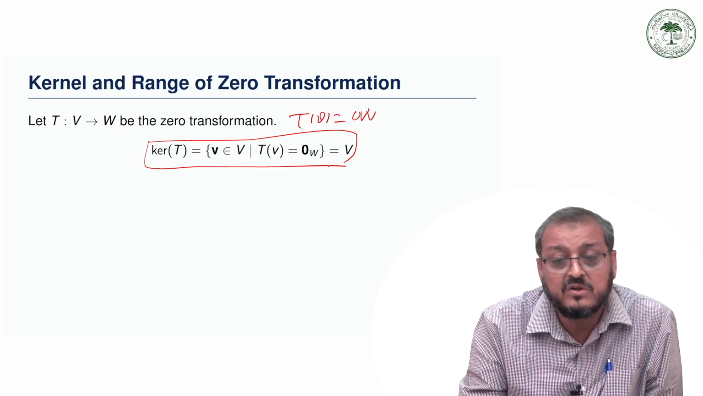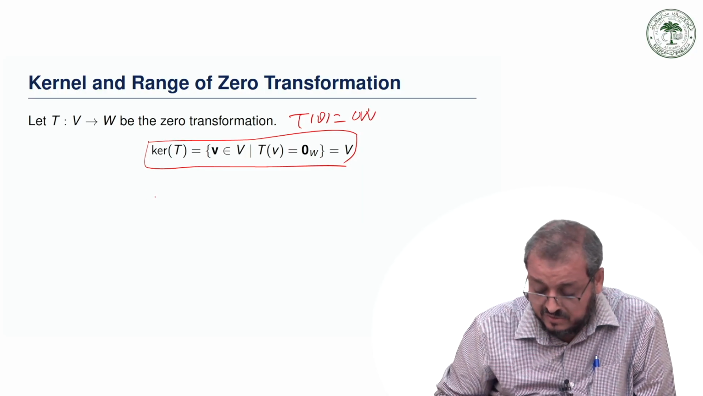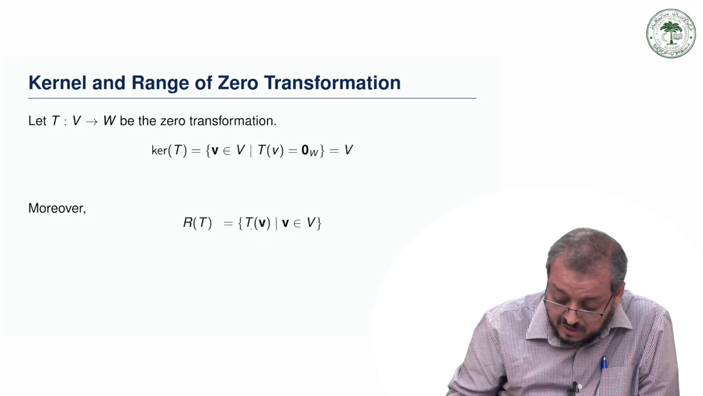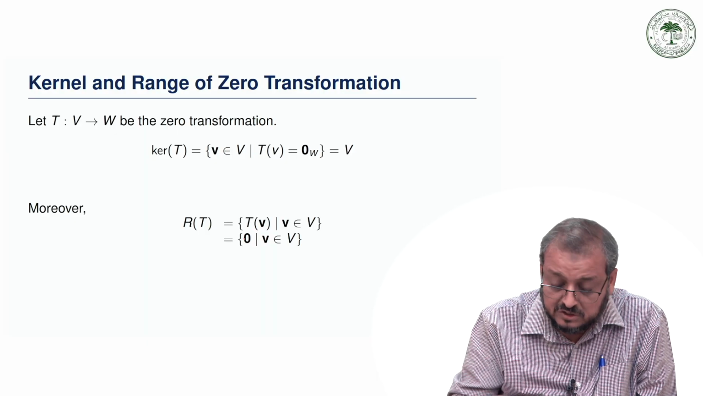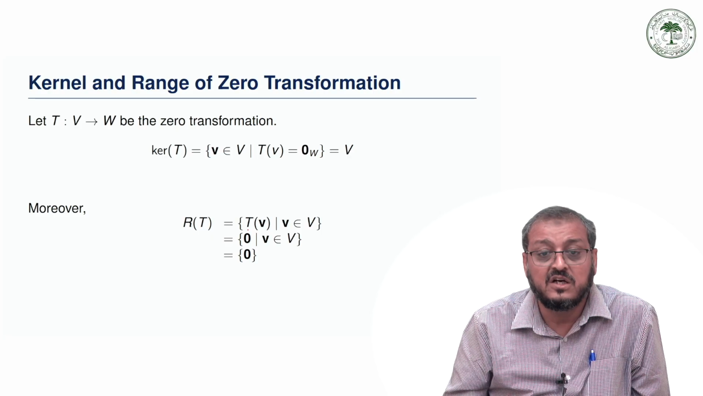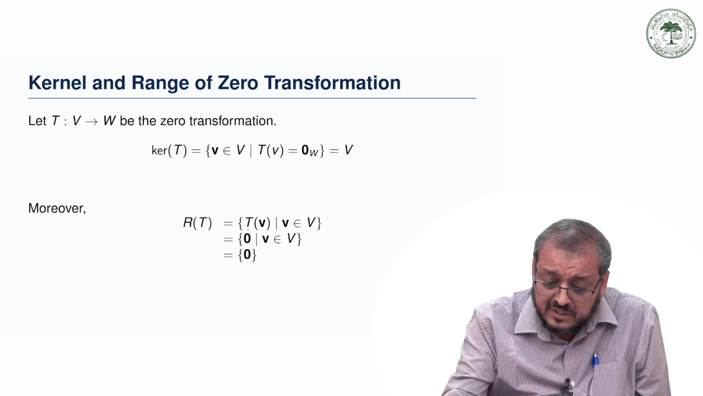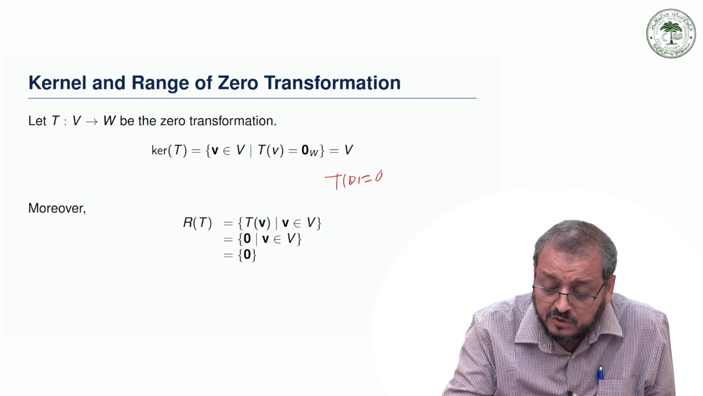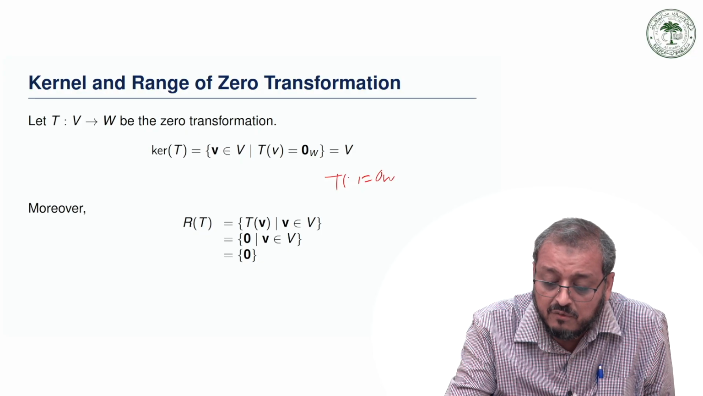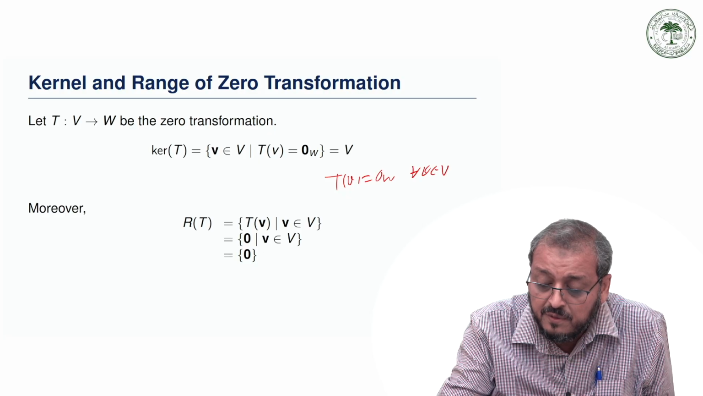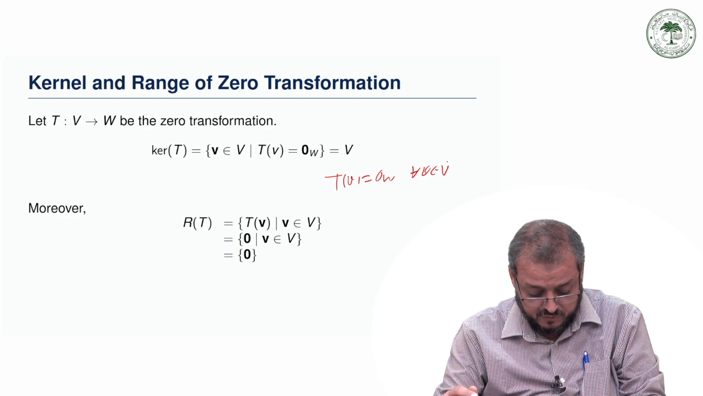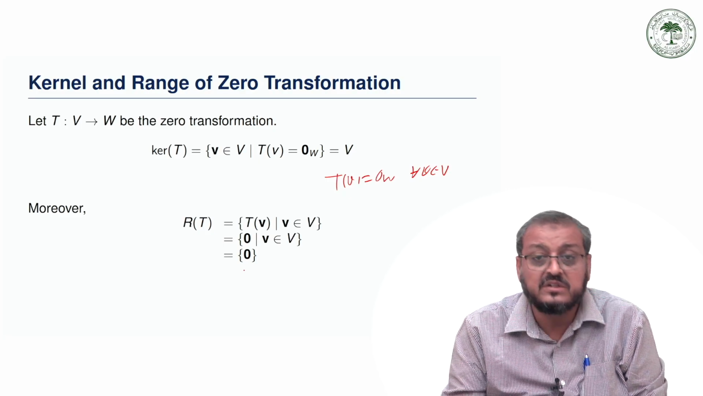Now, the range of T is the set of T(v) for v in V, but T(v) is nothing but 0. So, we have only the element 0 in the range, because the map is defined as T(v) = 0 of W. This means in the image, all the elements v in V map to the 0. So, clearly the range of T is nothing but {0}.